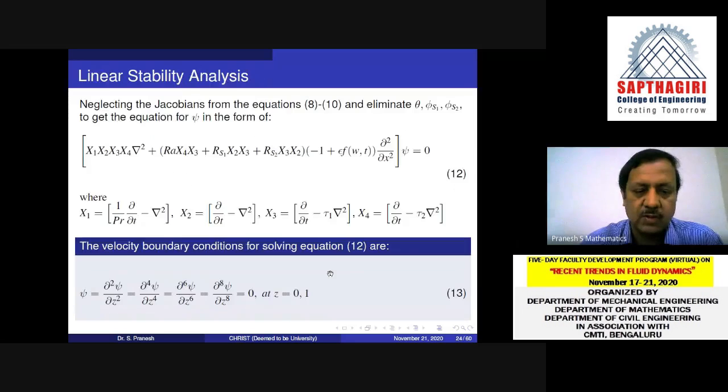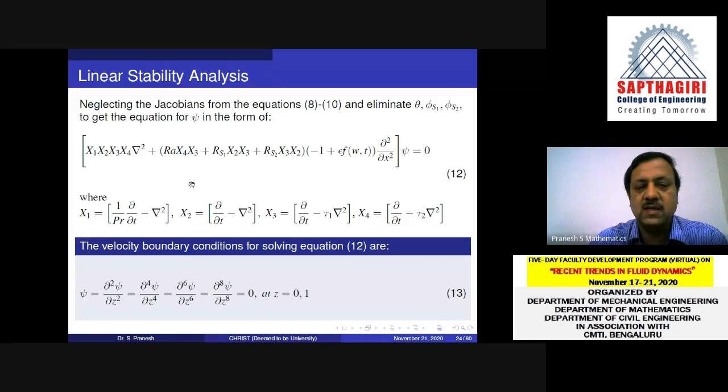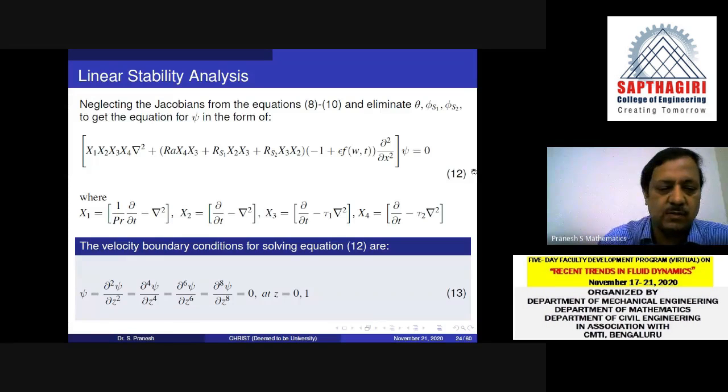So in the first case, we have 3 equations. Actually, not 3 equations, it is 4 equations when you take I equal to 1 and 2. We combine all these 4 equations in terms of psi by eliminating theta, phi s1 and phi s2. When we do that, we get a single equation in terms of psi. And you can observe that when I substitute for x1, x2, x3, x4 here, this becomes a 10th order equation. Since it is a 10th order equation, we need 10 boundary conditions to solve equation 12.